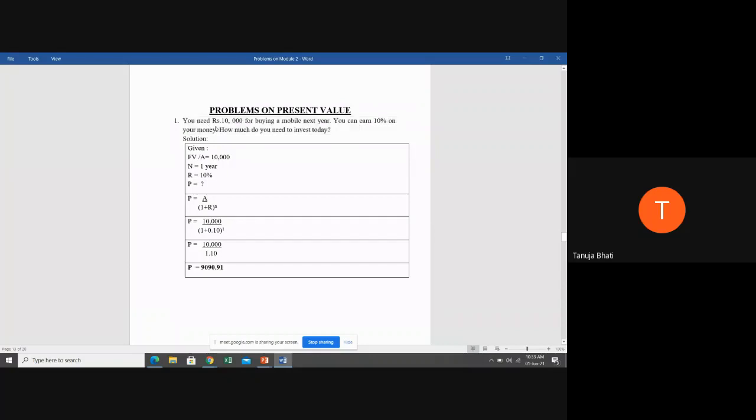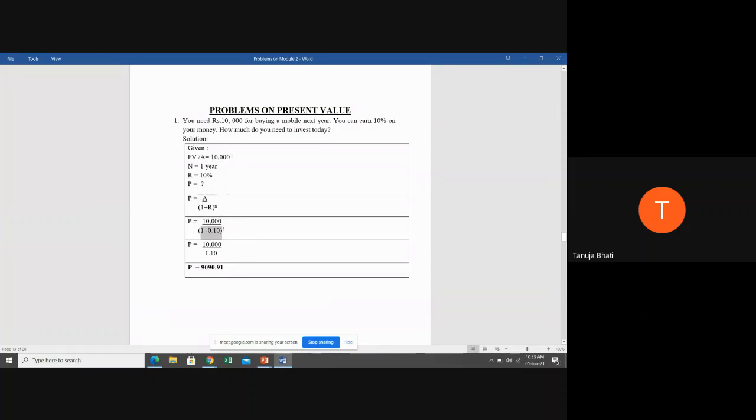Is it a single cash flow? Single, correct? Very good. So for single cash flow, how do we calculate the present value? So present value is nothing but A divided by 1 plus R raised to N. Instead of A, you can also write future value. You can use the terms interchangeably, but they should mean the same. Now, A is how much? It is your 10,000 rupees. So P is equal to 10,000.